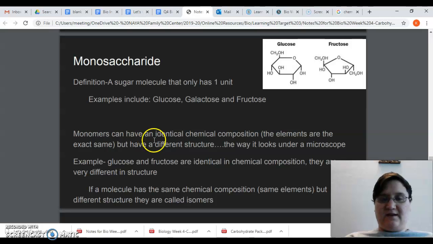Monomers can have an identical chemical composition, so that means the elements are the same and there's the same amount of them, but have a different structure. So the way it looks, say under a microscope, or just the way it looks in general is different. If something has the same chemical composition but a different structure, they're called isomers. It's down here. It's called isomers. So glucose and fructose are identical in chemical composition, but they have a different structure.